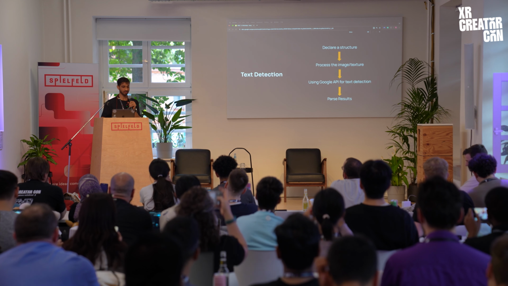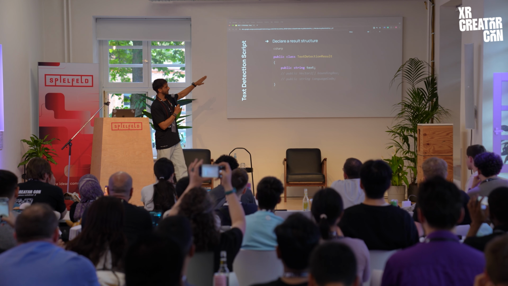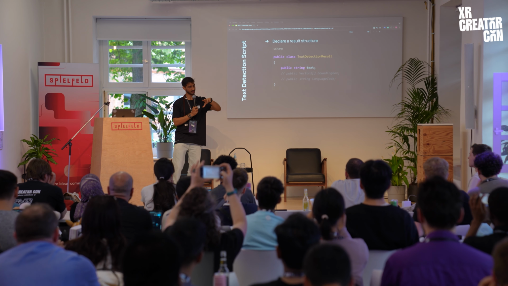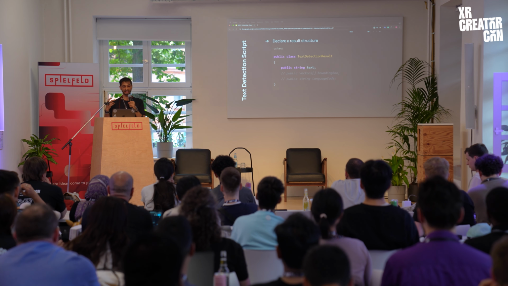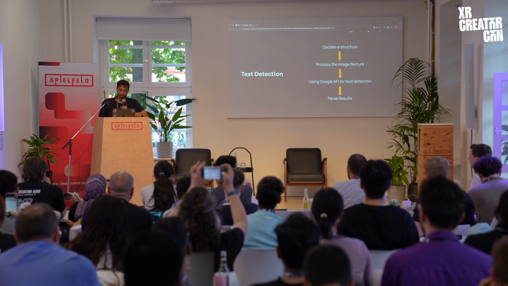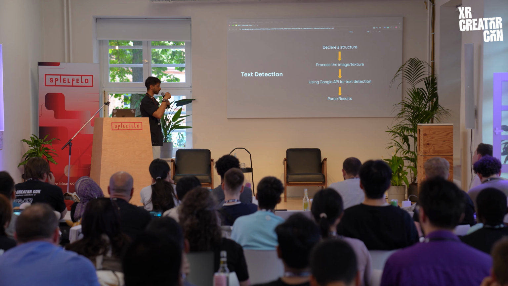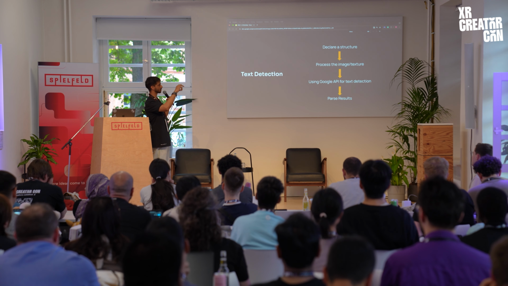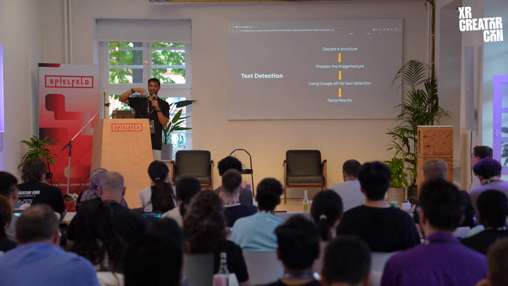So for text detection, first you need to declare a structure. In my case, I've just selected a text, but in your case, you might want to extract the bounding box and maybe the detected language code. So you declare the structure, then you process the image. Once you have the processed image, you send it to the Google API for detection, and that will send you a response, and then you parse it.